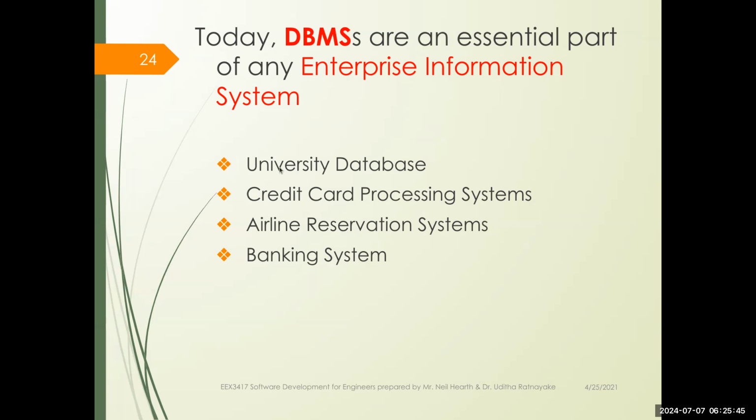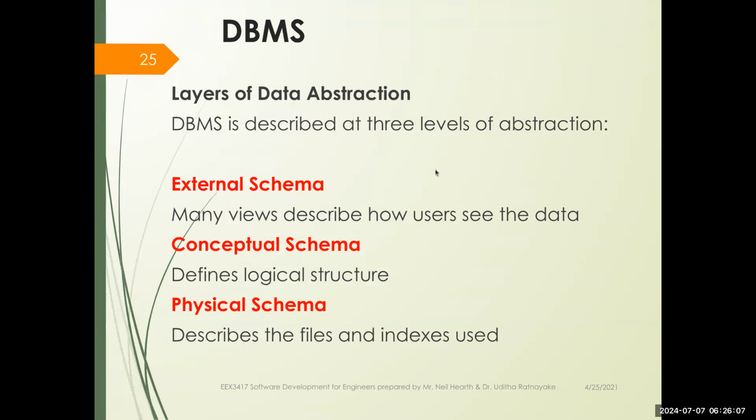Examples of some simple larger database management systems: university database, credit card processing systems, airline reservation systems, banking systems. Then many more databases are available. Layers of data abstraction. There are 3 abstractions: external schema, conceptual schema, and physical schema.